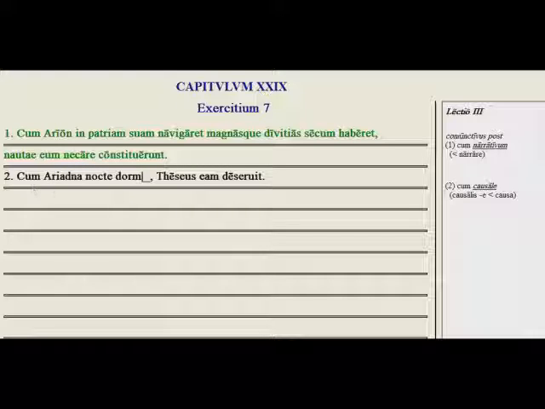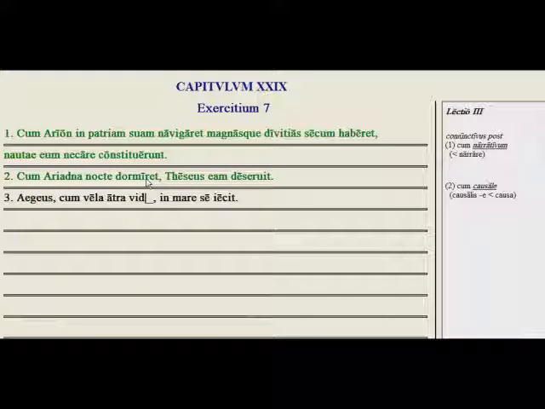Necare eum. Cum Ariadna nocte blank Theseus eam deseruit. When Ariadne was sleeping at night, Theseus deserted her. So we want the imperfect subjunctive here, dormiret, when she was sleeping. Aegeus cum vela atra blank in mare se iecit. Aegeus, when he saw the black sails, threw himself into the sea. We have when he saw, we got videret.